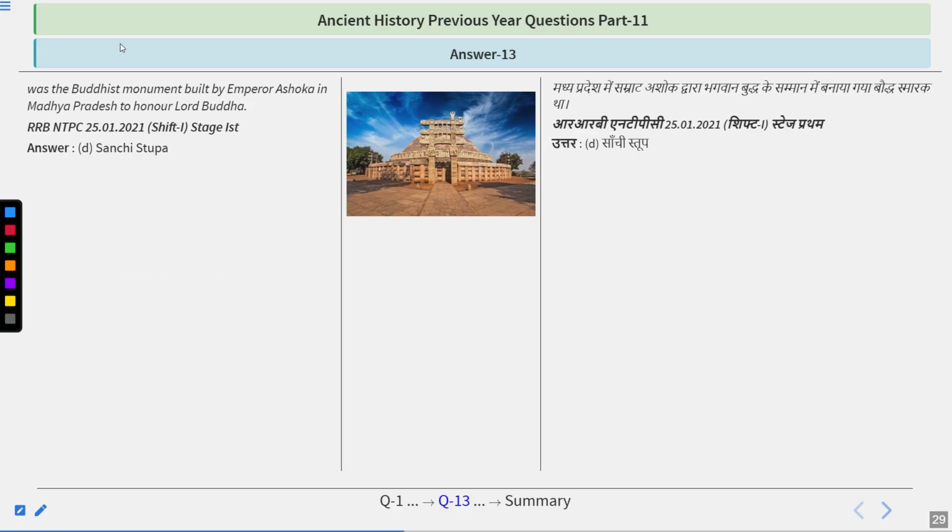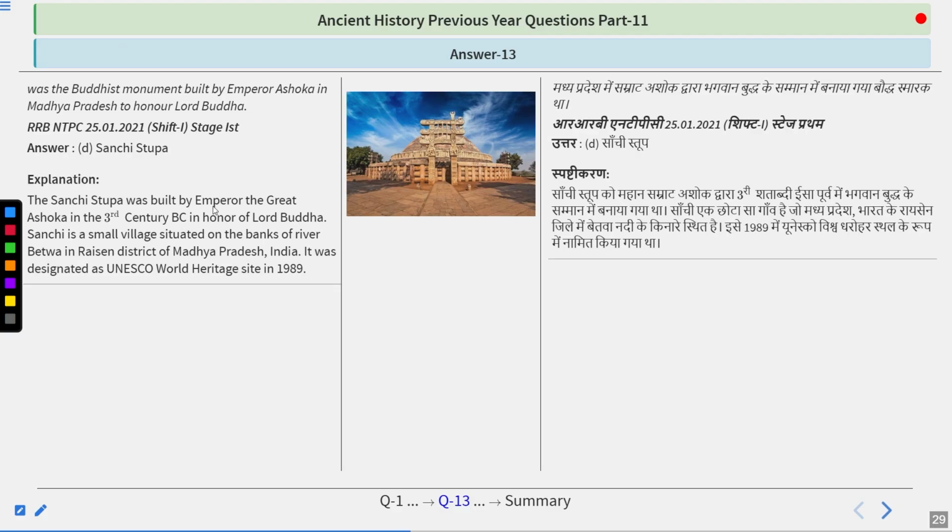The answer is Sanchi Stupa. Sanchi Stupa was built by Emperor Ashok the Great in the 3rd century BC in honor of Lord Buddha. Sanchi is a small village situated on the banks of the river Betwa in Raisen district of Madhya Pradesh. It was designated as a UNESCO World Heritage Site in 1989. So do remember Sanchi Stupa. It is related to Emperor Ashok in Madhya Pradesh to honor Lord Buddha.